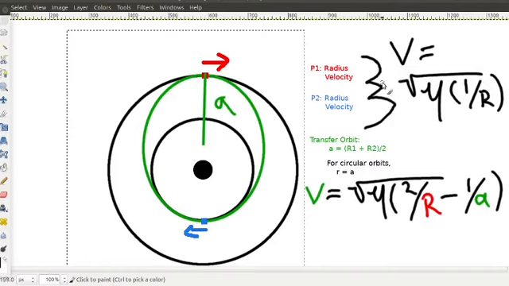If you know your radius and you want to know your velocity, or if you know your velocity and you want to know your radius, you just run it backwards, but we don't really need to do that here.